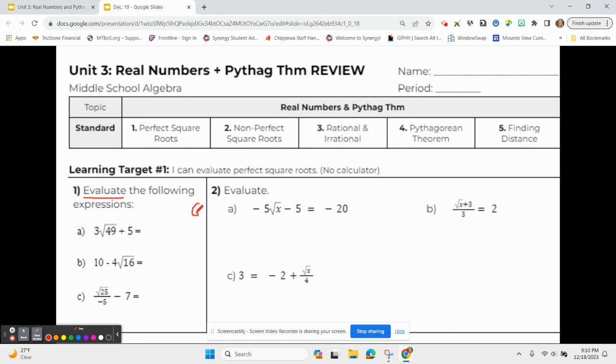So we're going to use grouping symbols. You're going to be using exponents, multiply, divide, then add and subtract. Now, all of this is order of operations, right? And we remember that grouping symbols hold the square root symbol. So as I'm looking at letter A, I'm going to have to start here at the square root of 49, which is 7. So I've got 3 times 7 plus 5. You would go ahead and follow those order of operations, 21 plus 5 to give you a total of 26.